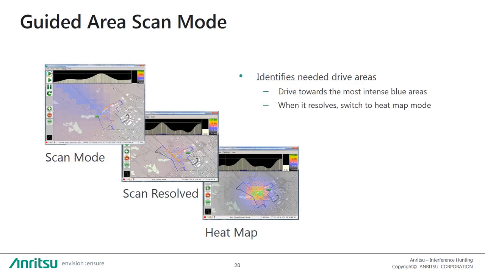The Mobile Interference Hunter software comes with Anritsu's patented driving direction guidance. In the beginning of the drive, you'll be in the guided area scan mode. You can see an example of that in the picture at the top. The blue areas indicate that you need to drive there to gather more data. Once you've done that and the scan is resolved, a heat map will be generated, showing you the location of the interfering signal.